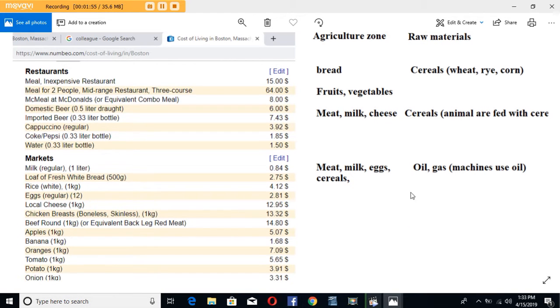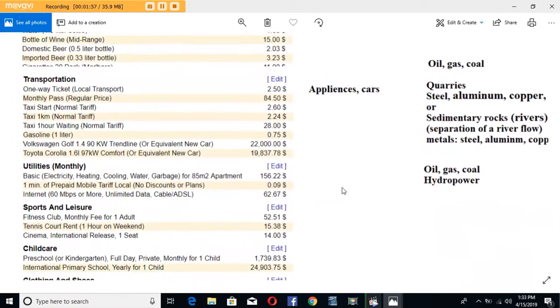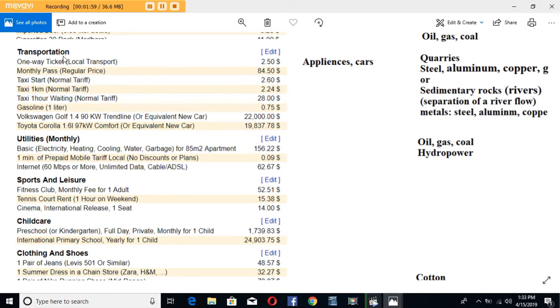The third items are transportation and gadgets. All the means of transport and gadgets are made of steel, copper and aluminum. These resources are found in the quarries and in the rivers from the sedimentary rocks. All the means of transport use oil and gas as energy resource.